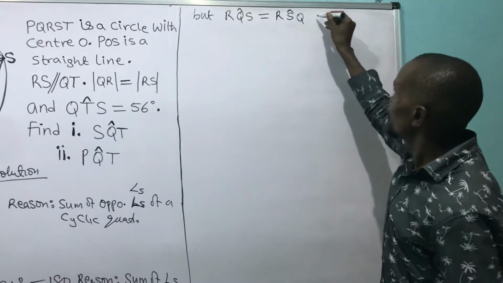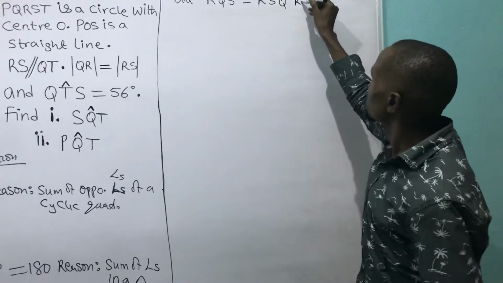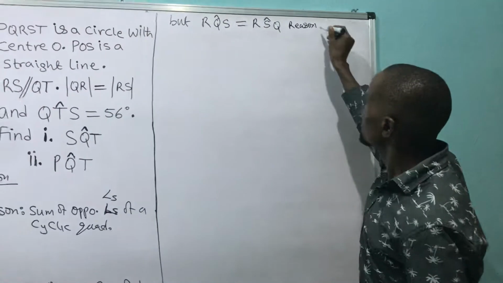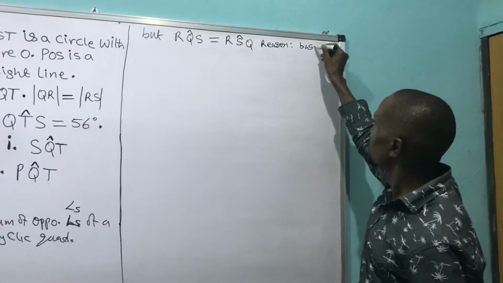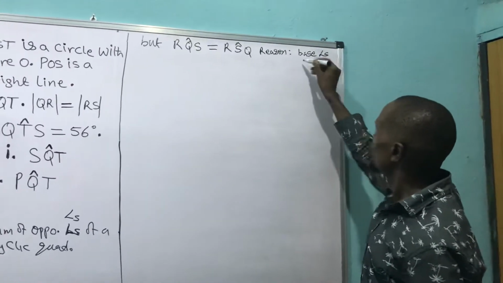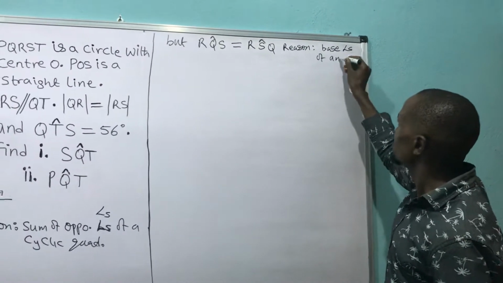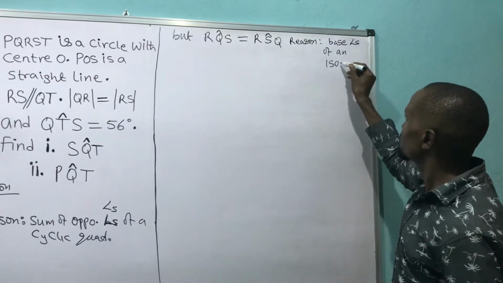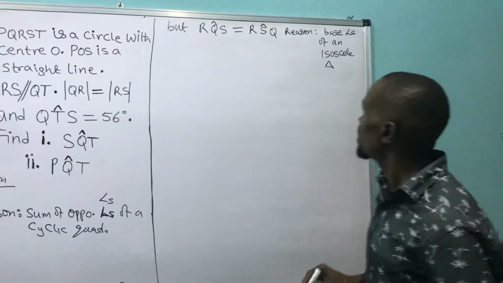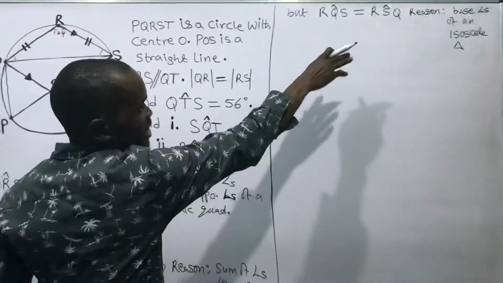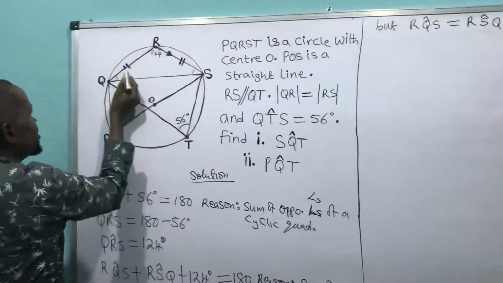RXQ. Reason: why did I say that? We said base angles of an isosceles triangle. Base angles of an isosceles triangle. That is who said that. This is an isosceles triangle.